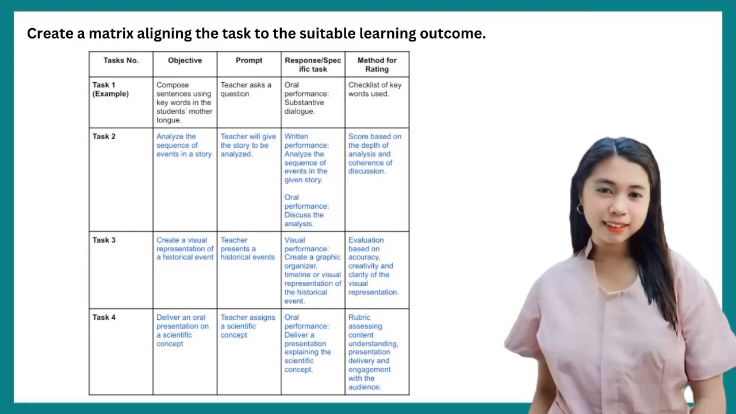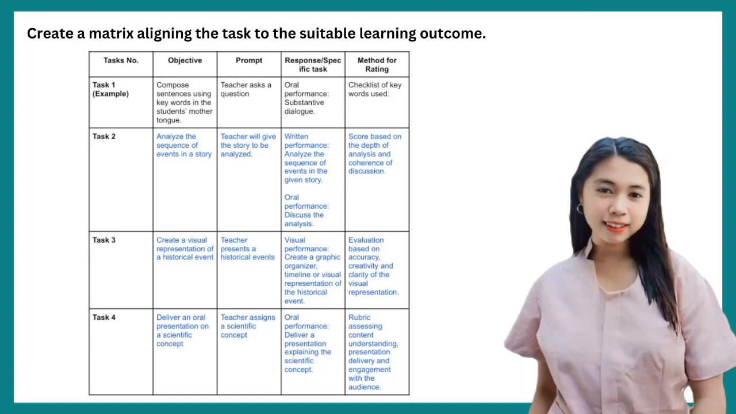And task 3, we have the objective: create a visual representation of a historical event. The prompt is the teacher presents a historical event. The response-specific task is visual performance: create a graphic organizer, timeline, or visual representation of the historical event. The method for rating is evaluation based on accuracy, creativity, and clarity of the visual representation.